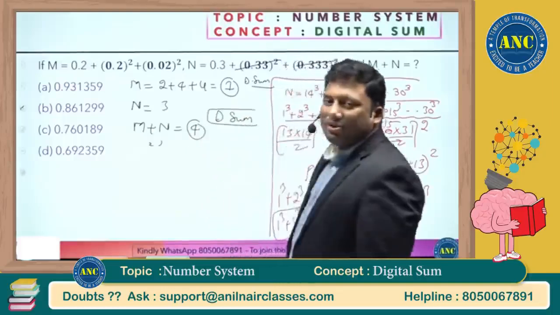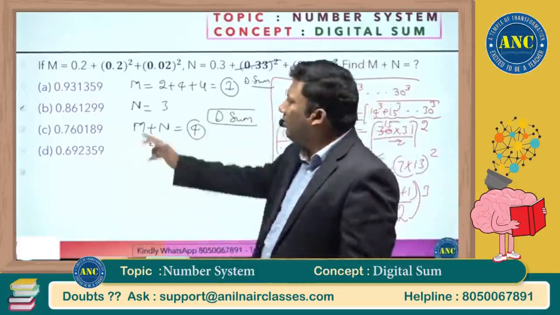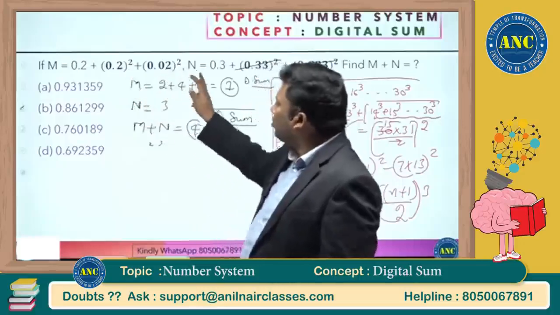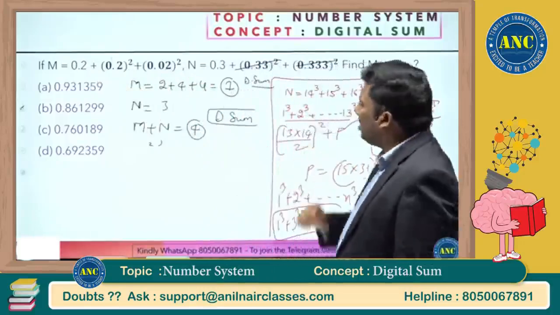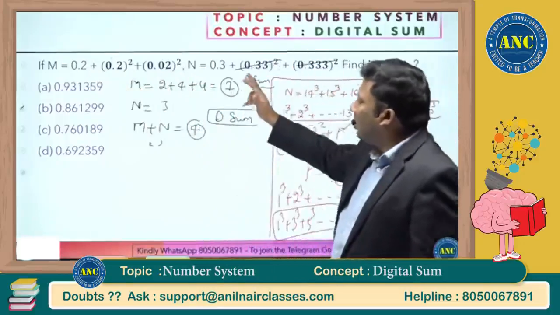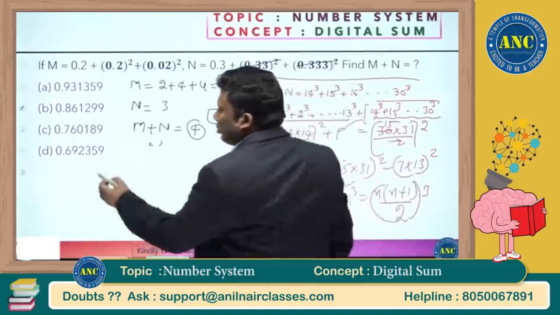Very, very easy question. Digital sum does not change even for a decimal value. 2 square it is 4. 2 square it is 4. It is 2. 8 plus 2 it is 10. It is 1. It is 3. 1 plus 3 it is 4. Answer digital sum should be 4.